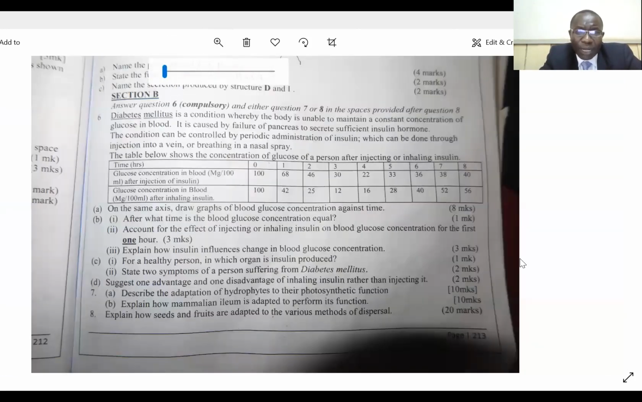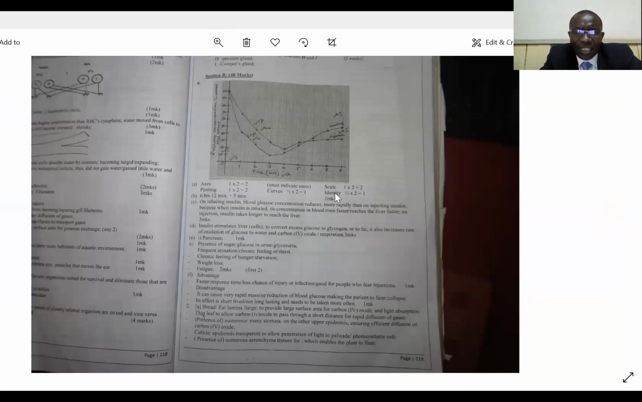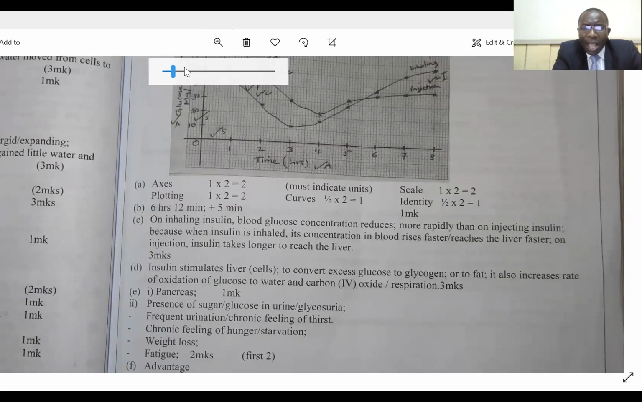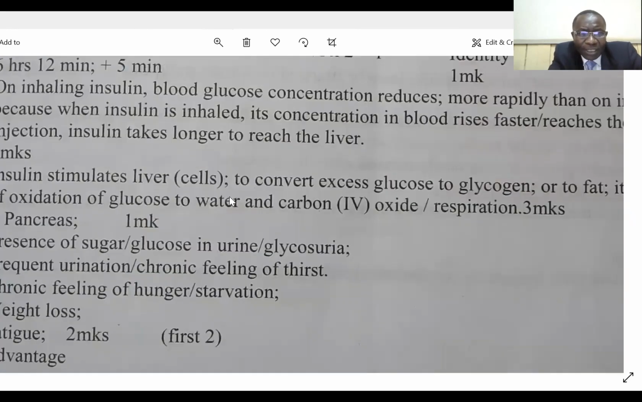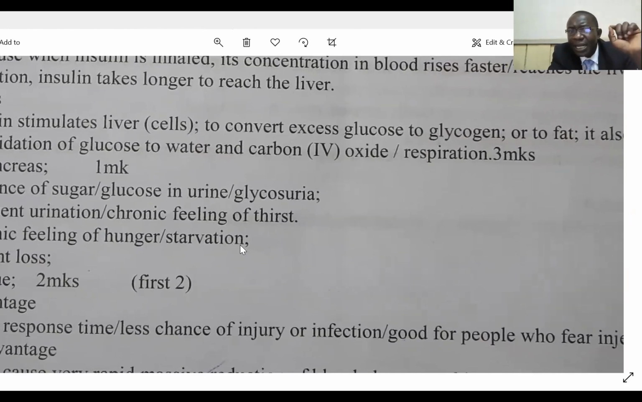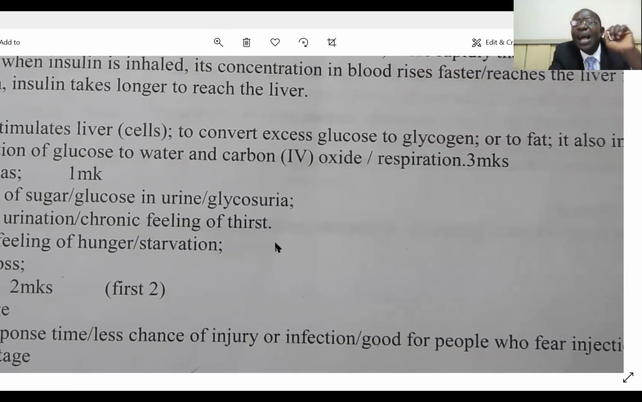At the response, when my technician is getting me to the response level, we are now there. Check the response. Insulin stimulates liver cells. Cells is written in brackets because when you're talking of liver, we know that we are talking of cells in the liver. So cells are in brackets.